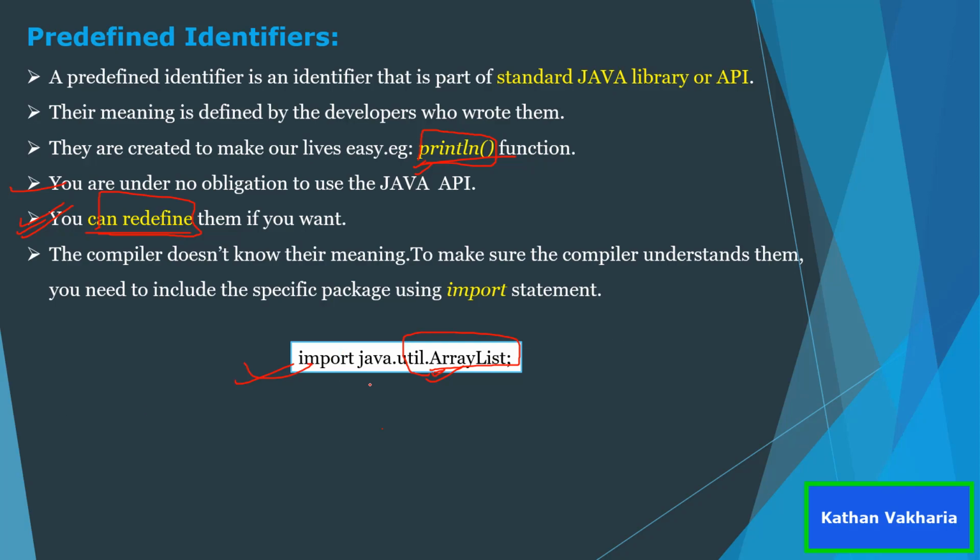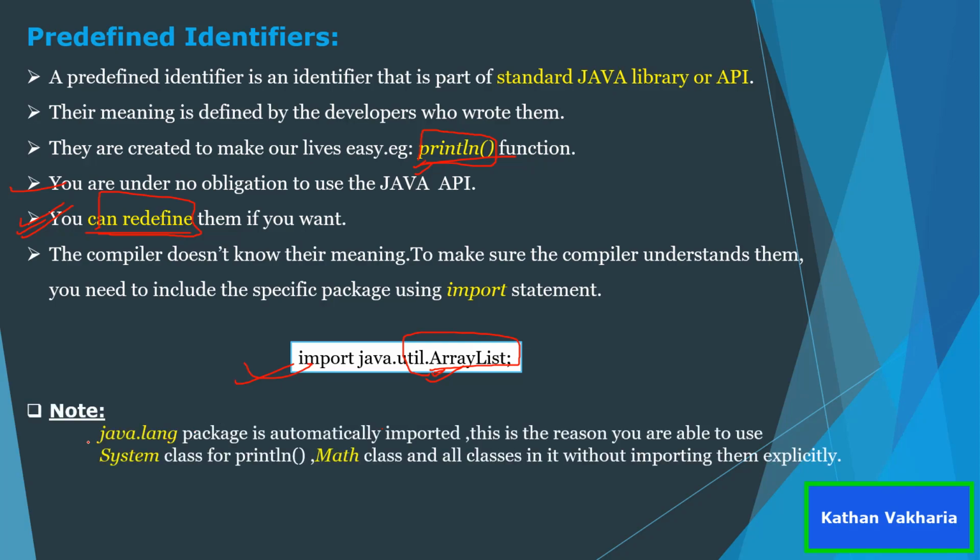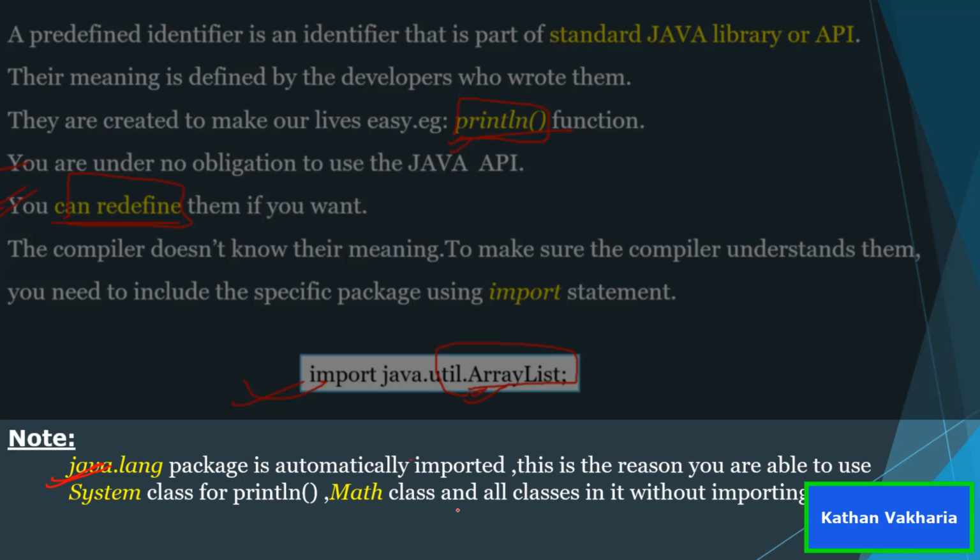Now a question might arise. We are using this System class without importing anything. We are using this String as our data type without importing anything. Why is that? How does the compiler actually know? That's the catch here. The java.lang package is automatically imported, so you don't need to import it explicitly. All the classes and, in simple words, all the methods or functions, all the functionality inside it is already imported for us.